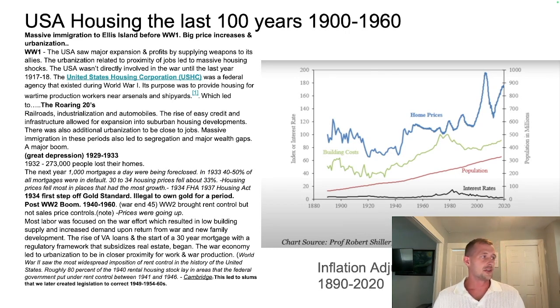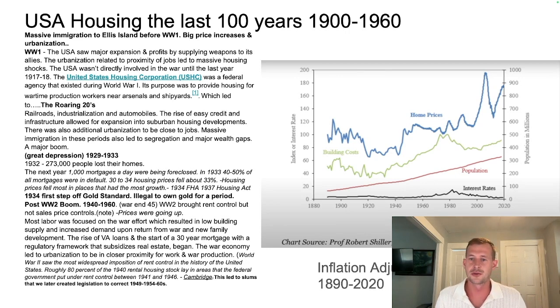So World War I, the USA saw major expansion and profits by supplying weapons to allies. We weren't directly involved in the war until the last year, and the United States actually profited a lot from World War I. We sold weapons to everybody, and there was massive wartime production going on in the United States. People were moving to cities to be closer to jobs, to be able to get in on that wartime production. And there was actually a government housing corporation created to build housing so that people could be closer to arsenals and shipyards. The United States Housing Corporation was a federal agency that existed during World War I. Its purpose was to provide housing for wartime production workers near arsenals and shipyards, which led to the Roaring Twenties.